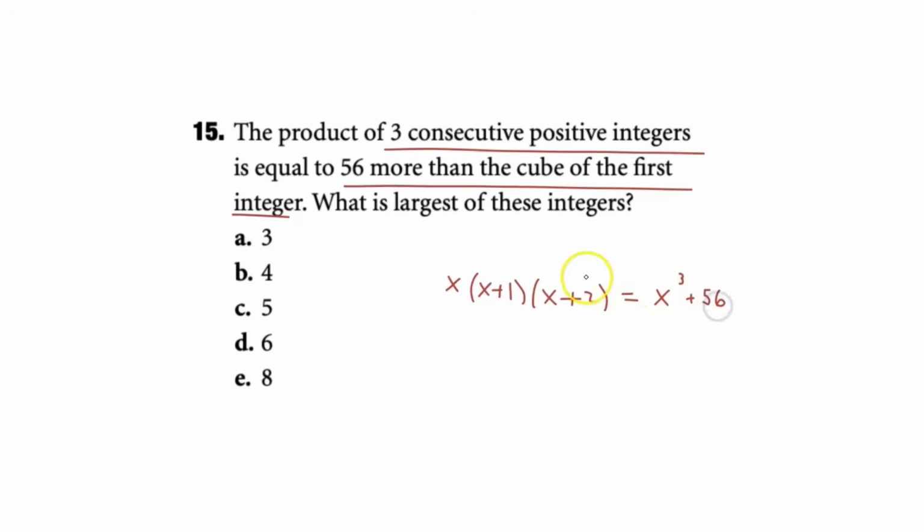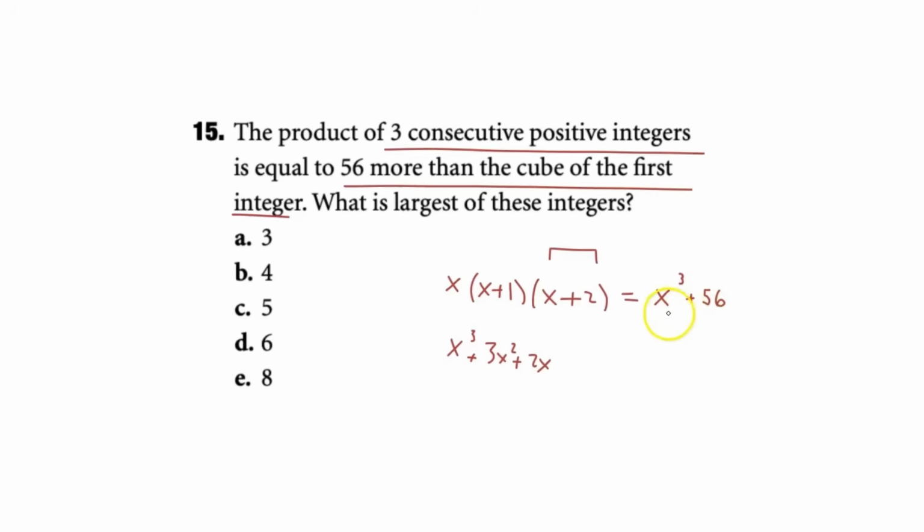All right, so what is the largest of these integers? So we can just find the value of x, and we find the value of x, add 2 to it, that would be the largest of these integers. x times x plus 1 times x plus 2, this simplifies to x cubed plus 3x squared plus 2x. And this would be equivalent to x cubed plus 56.